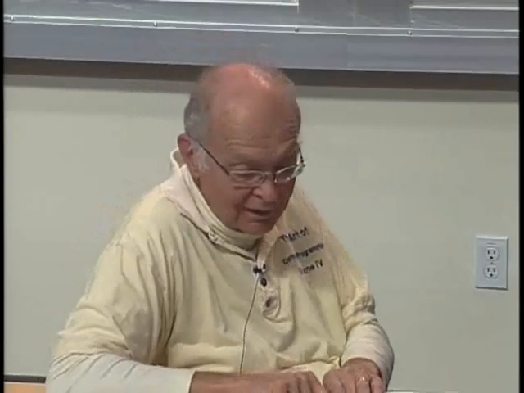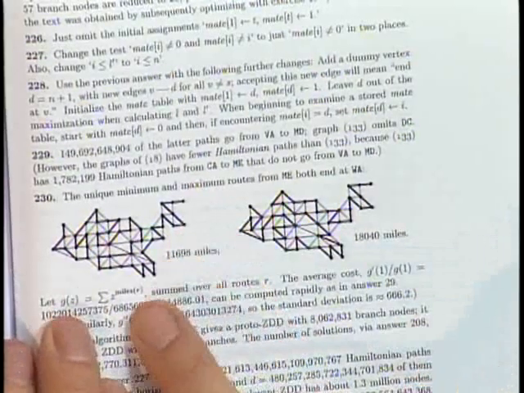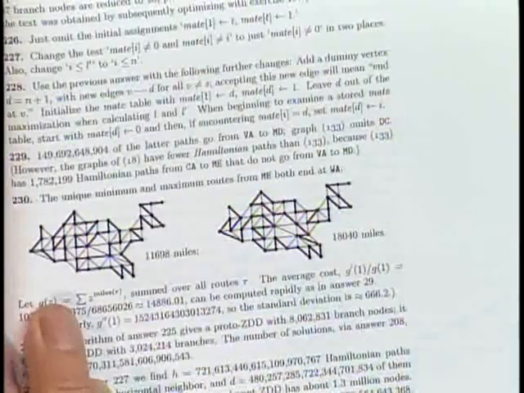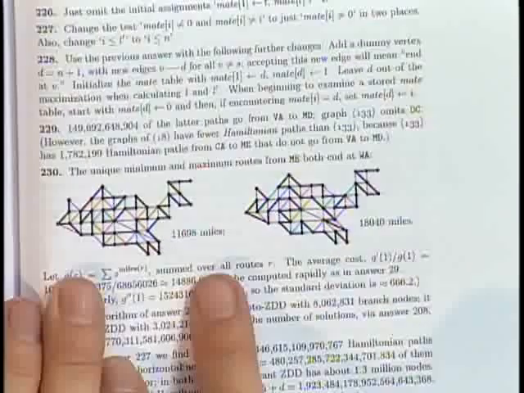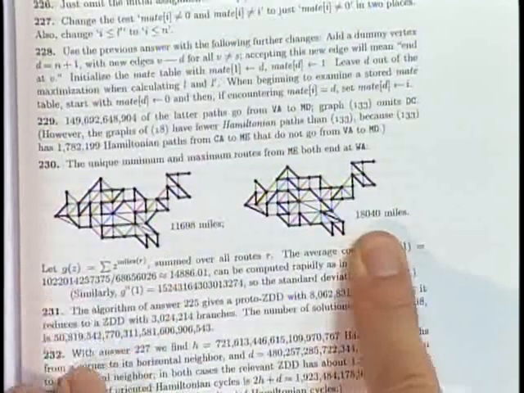And I guess we better wind up here. But these are the unique minimum and maximum routes in his problem, starting from Maine. And by chance, they both end up in Virginia. If you follow them through, the best way is 11,000 some miles. The worst way is 18,000 some miles.